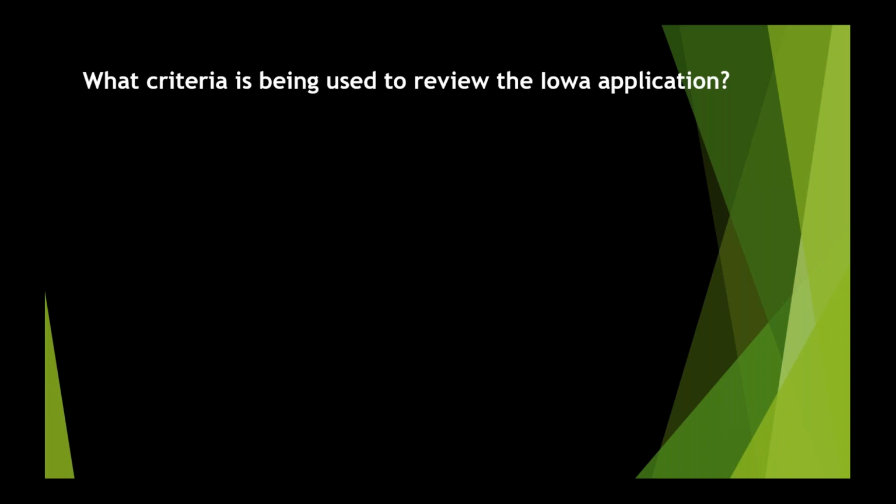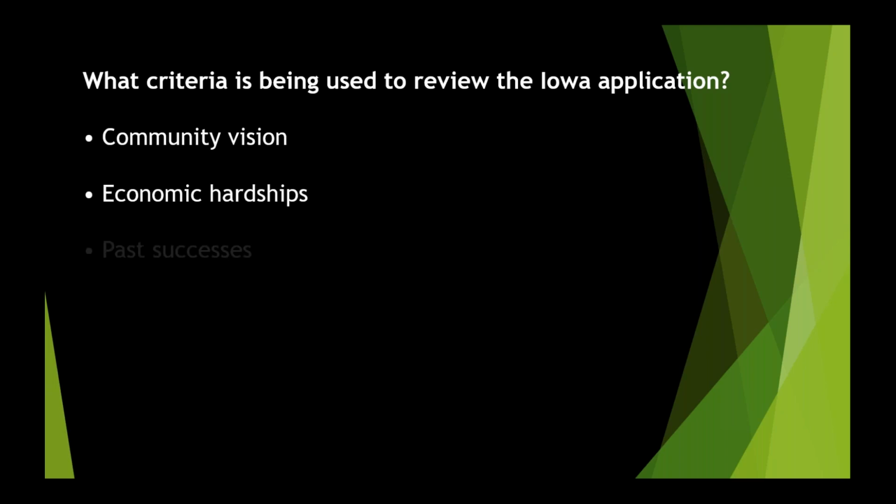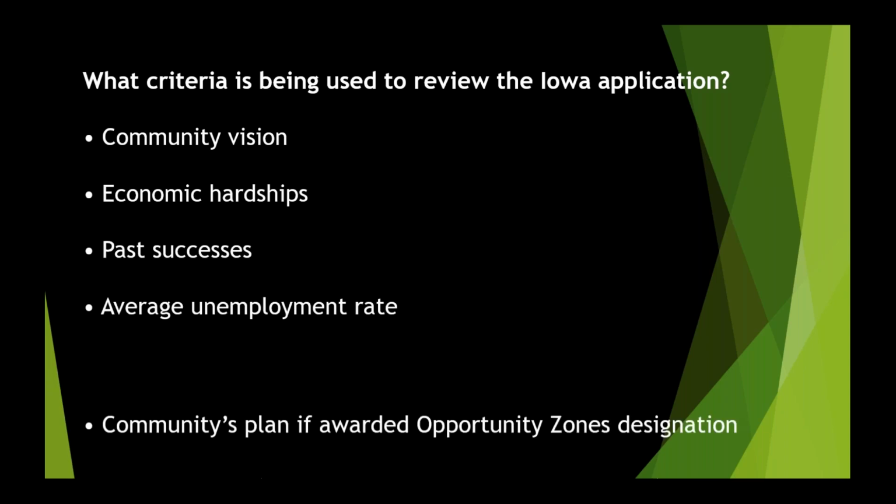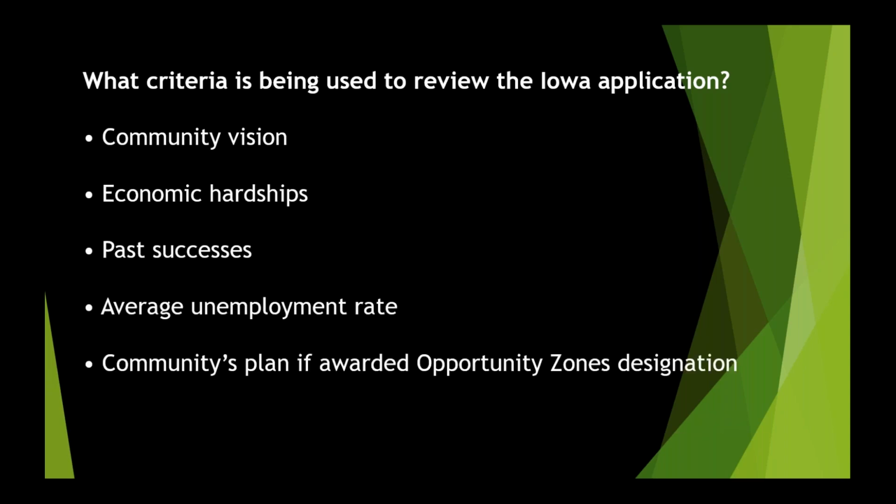First thing we had to do was, what were the criteria used to review the Iowa application? So understanding exactly what the state was looking for with respect to the opportunity zones was critical for us. And we found out that it's community vision, economic hardships, past successes, average unemployment rate, and of course, communities planning for awarded opportunity zone designations.